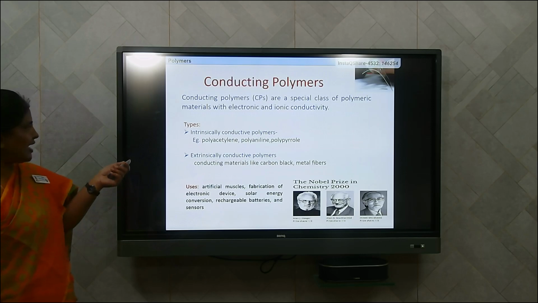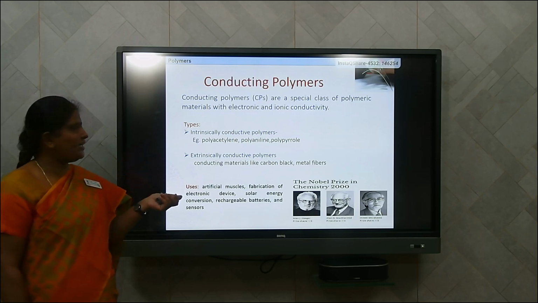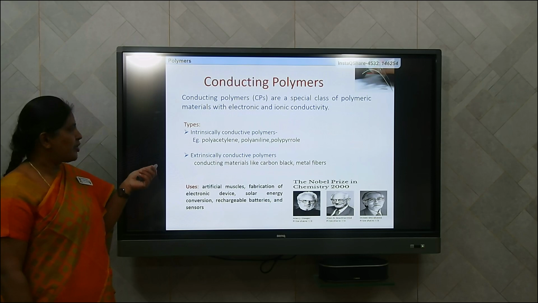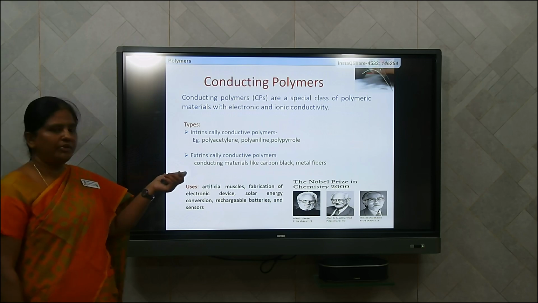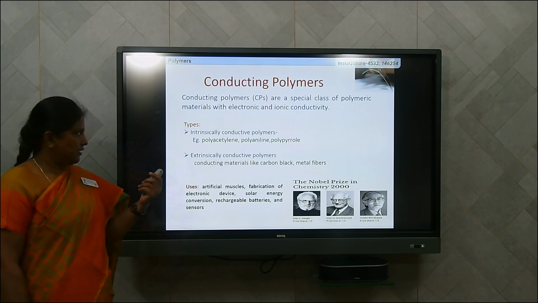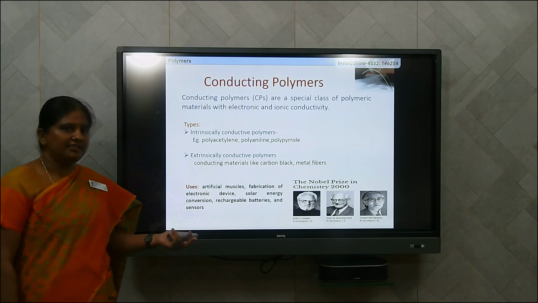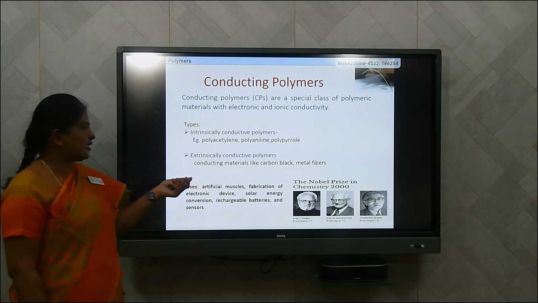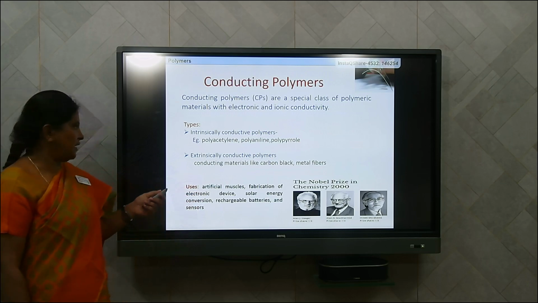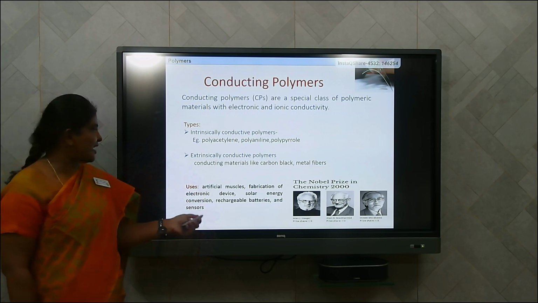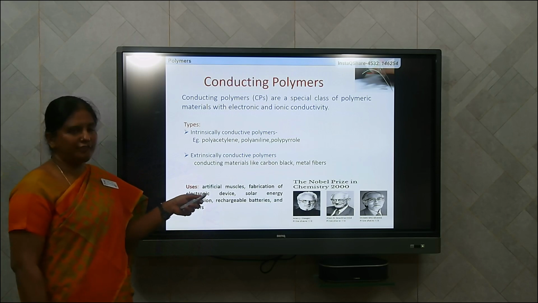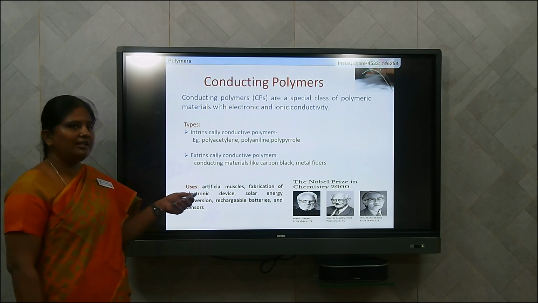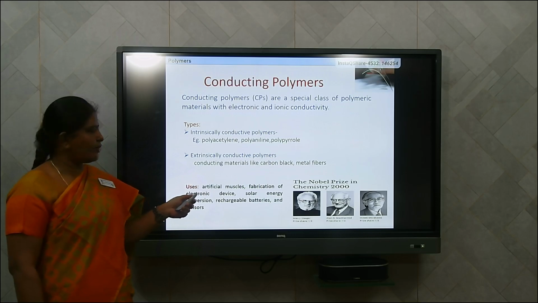Conducting polymers are classified into two types. One is intrinsically conducting polymers. Examples: polyacetylene, polyaniline, polypyrrole. These intrinsically conducting polymers have conductivity in the pure state. Whereas extrinsically conducting polymers are those in which we add additives like carbon black and metal fibers. In that way, we call it the impure state of conducting polymers.